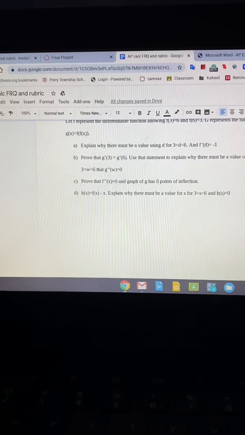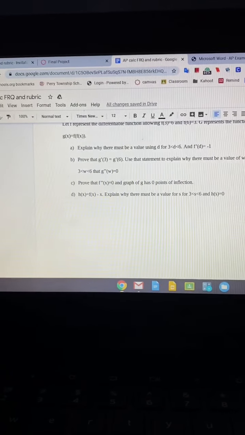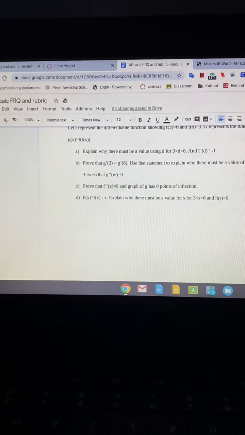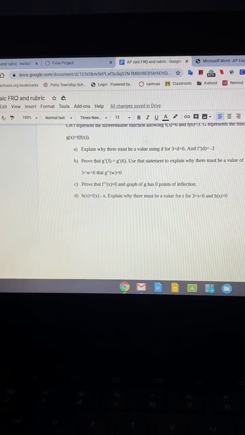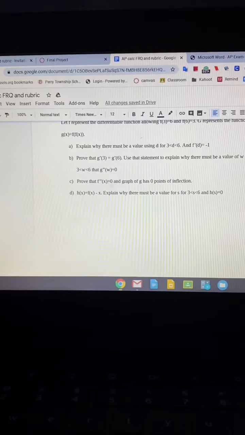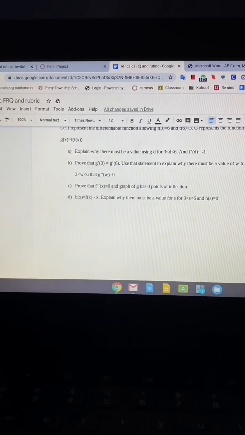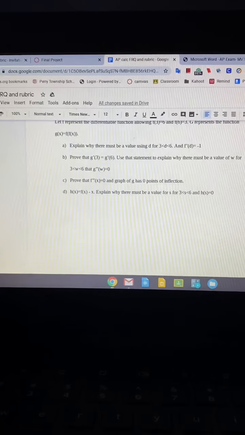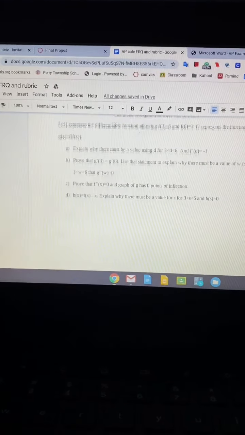Part C: prove that f double prime of x equals 0 and the graph of g has 0 points of inflection. Part D: h of x equals f of x minus x. Explain why there must be a value s, where 3 is less than s and s is less than 6, and h of s equals 0.